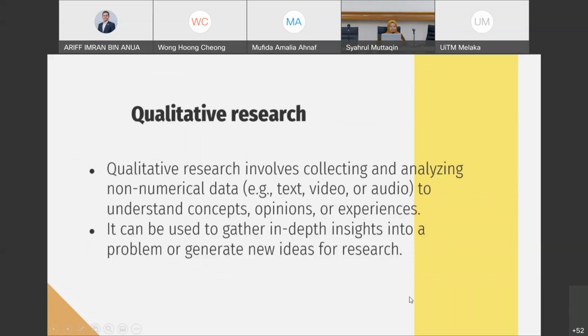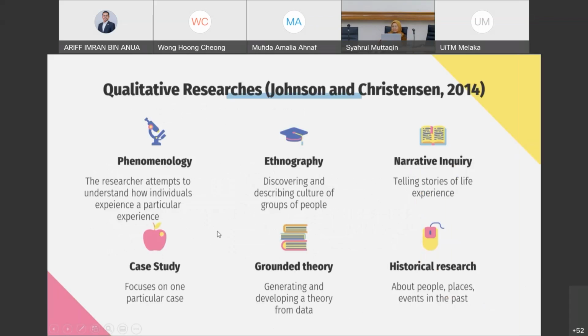And then what happens to qualitative research? I will go through very fast. Qualitative research involves collecting and also analyzing non-numerical data to understand concepts, opinions, and also experiences. It can be used to gather in-depth insights into a problem to generate new ideas for research. And then for qualitative researches, from Jensen and Christensen, there are phenomenology, ethnography, narrative inquiry, case study, grounded theory, and also historical research.